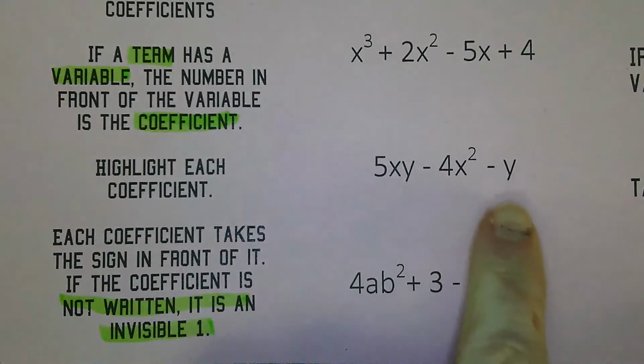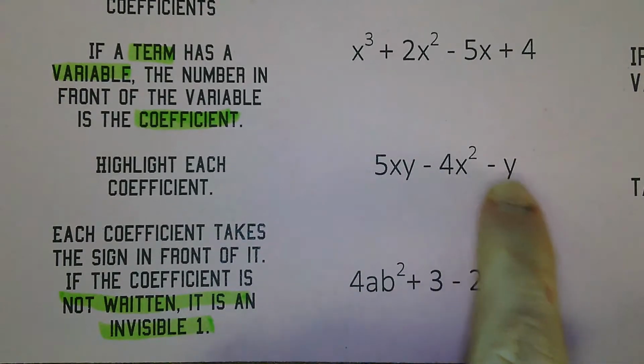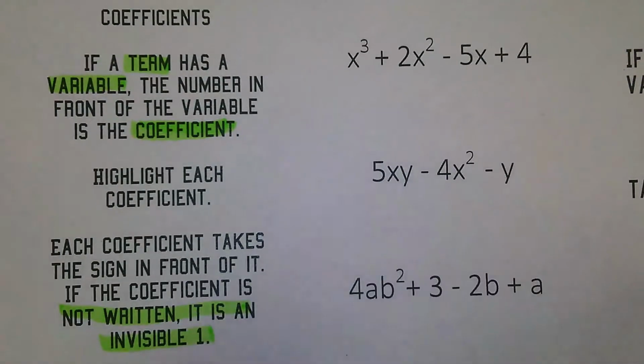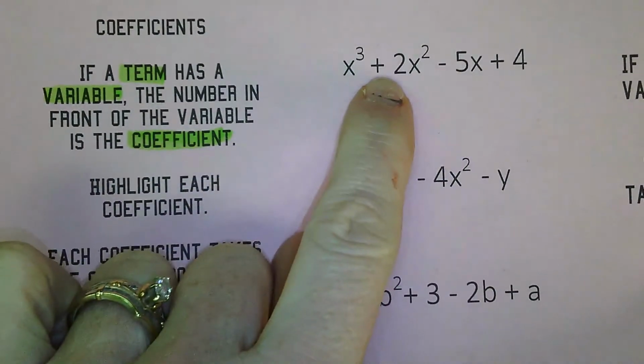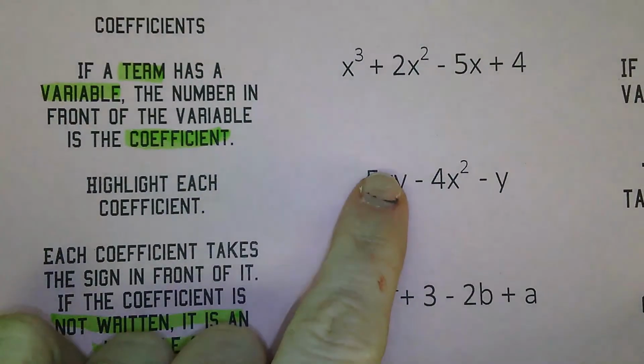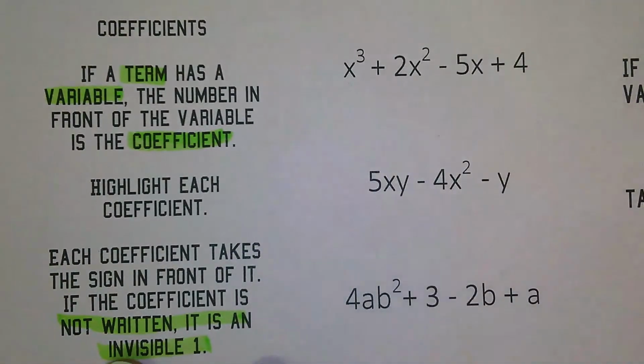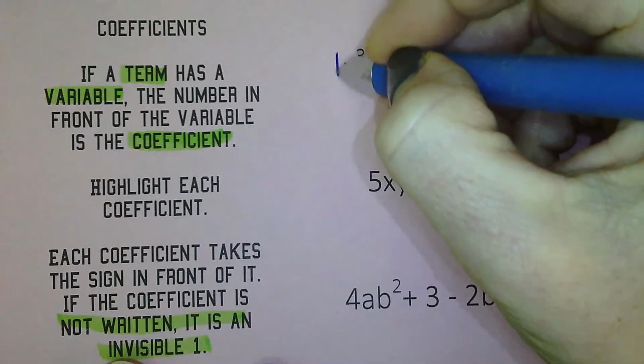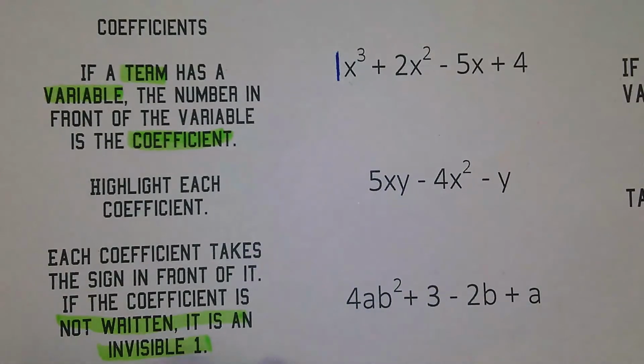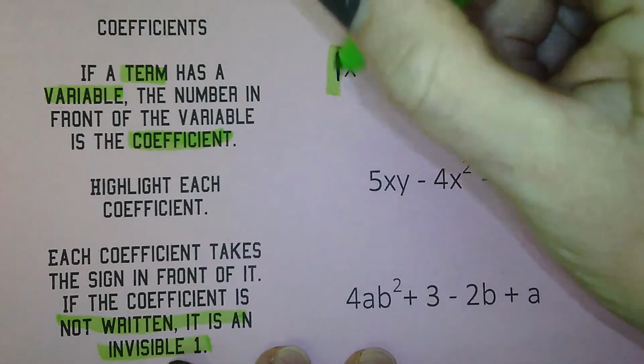So if there's just a y, that means a negative 1y, and so on. So I'm going to do this one with you, and then I would like you to do these 2 on your own. So if I go ahead and look, I have a variable here, and it's going to have an invisible 1 in front of it, which means the first coefficient I have to highlight, I had to create.